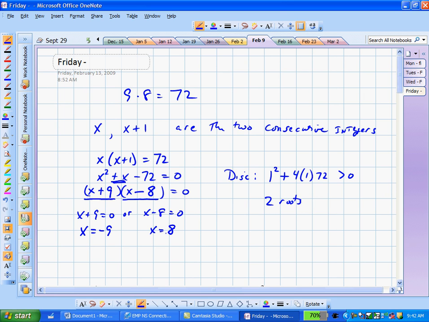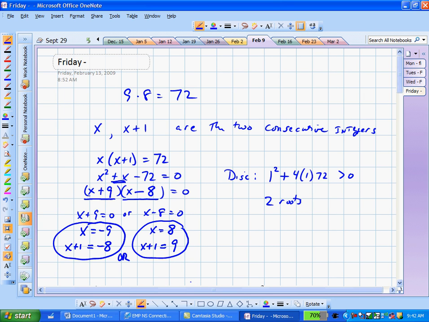If x equals 8, what's x plus 1? 9. And there's the answer that we had. But if x equals negative 9, what's x plus 1? Negative 8. And we didn't even have that answer. But it is still true. This is another possibility, right? So there are really two answers to this question.